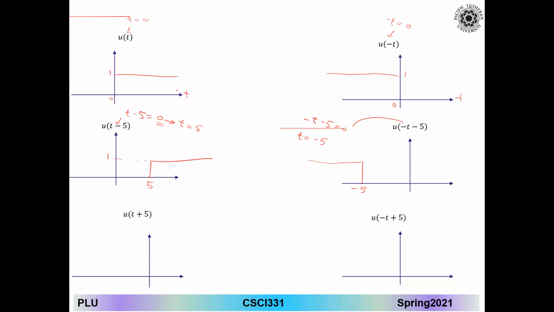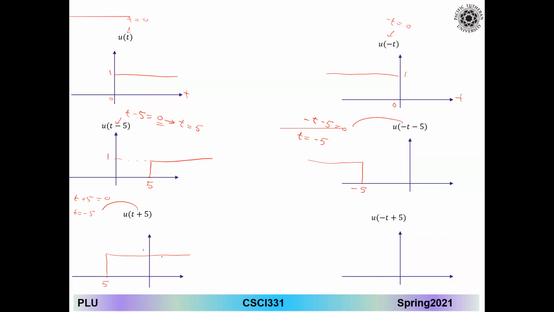Okay, this is the second one. Let's go for the fifth one. Same concept. Here I will take t minus 5 plus 5 equals 0. I found t equals minus 5. So my step point will be minus 5. And here is the plus u of t, which means I go to the 5, and here is the 1.